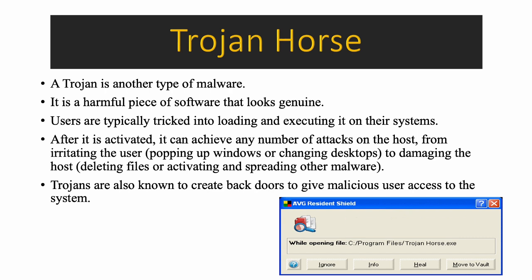The fourth type of malware is the Trojan horse. Trojans disguise themselves as legitimate software, but once installed, they perform malicious actions like deleting files, opening backdoors for hackers, or spreading other types of malware. Users are often tricked into downloading Trojans by clicking on fake softwares or ads.